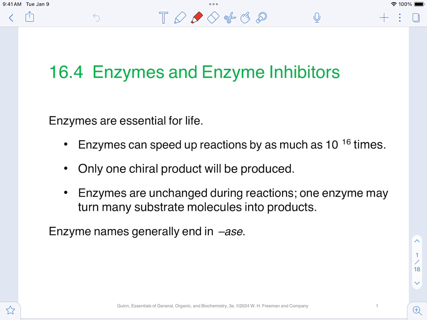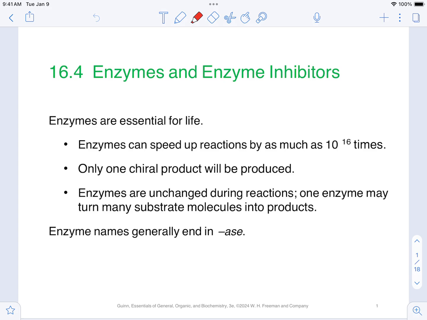These enzymes speed up reactions by as much as 10 to the 16th times. So if you just think 10 to the 6th is a million, 10 to the 16th is a very large number. Quadrillion, I think that would be.